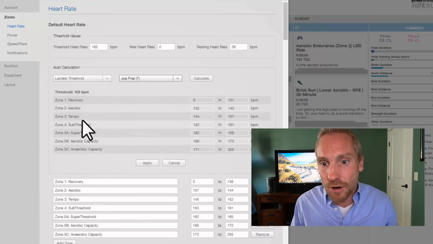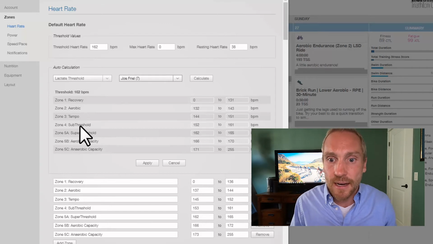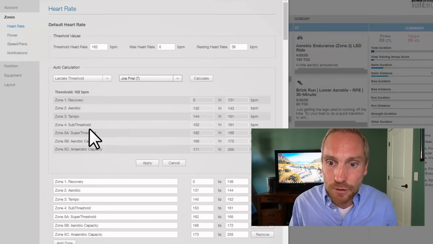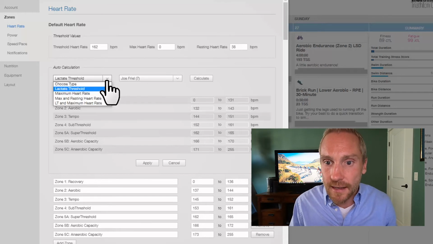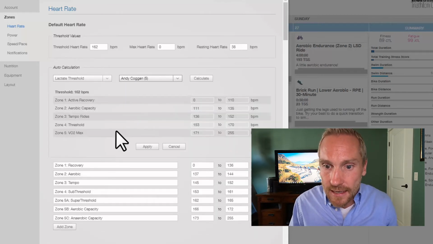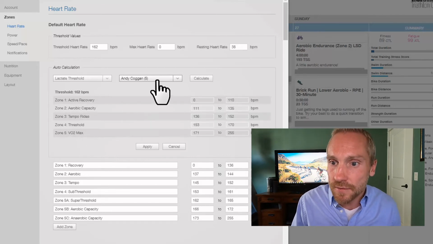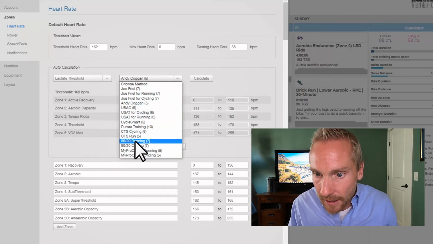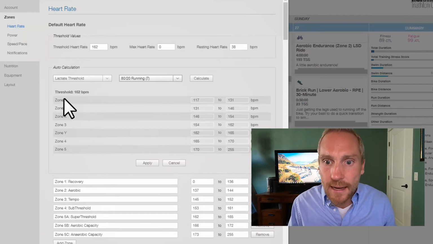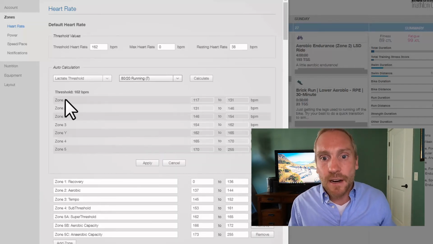So there's recovery, aerobic, tempo, this one's broken. Joe Friel breaks his thresholds up: sub-threshold, super threshold, aerobic capacity. If I go to Andy, again, you're going to see similar things: recovery, aerobic capacity, tempo, thresholds, VO2 max, 80-20, just different naming architectures, zone 1, zone 2, and so on.